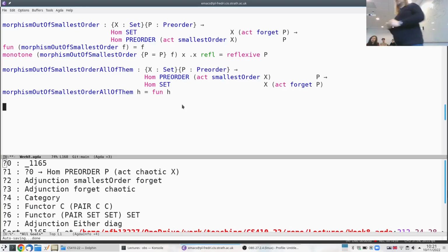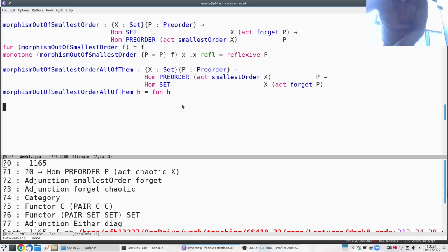So we could ask again, well, can we think of something that would have the same relationship to forget, but is now on the right instead of on the left, right? So that would mean that we would come up with another map from pre-orders to sets, and we want to have this relationship, but I want to have the forget on the left and the other thing on the right, right?